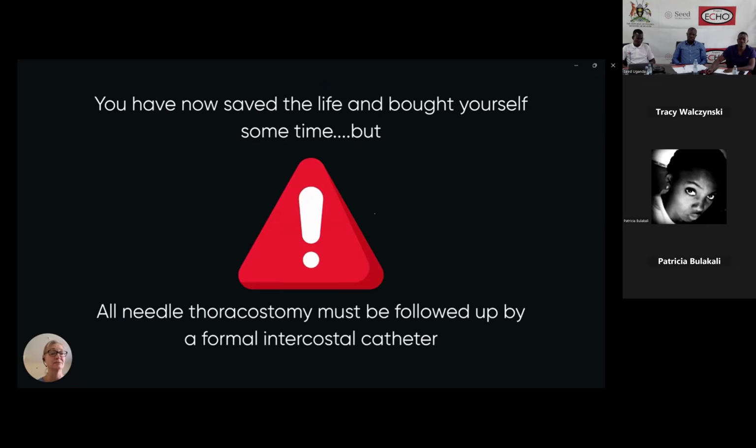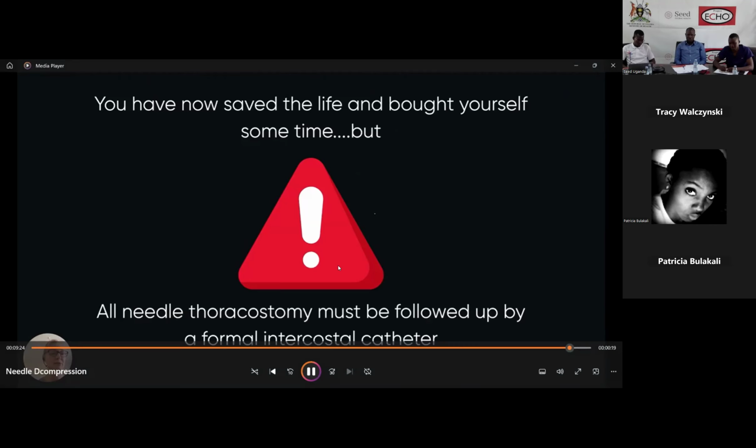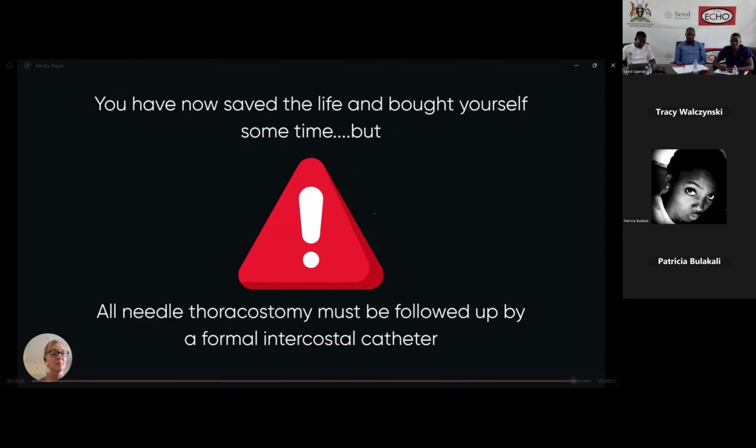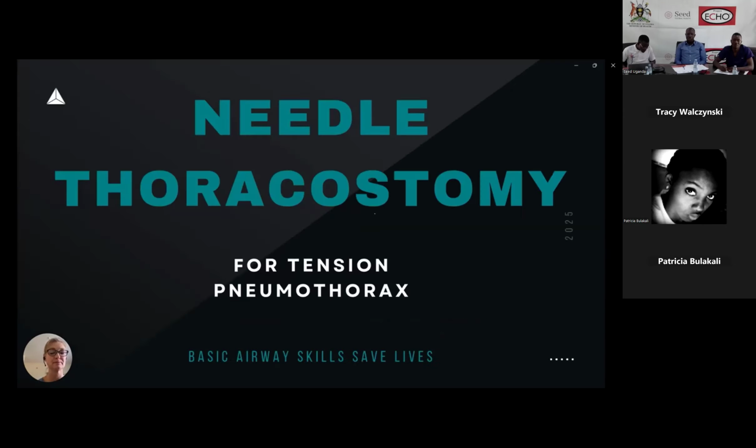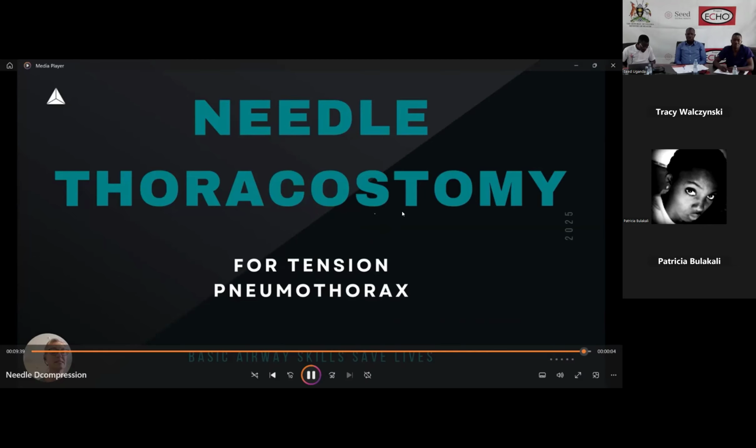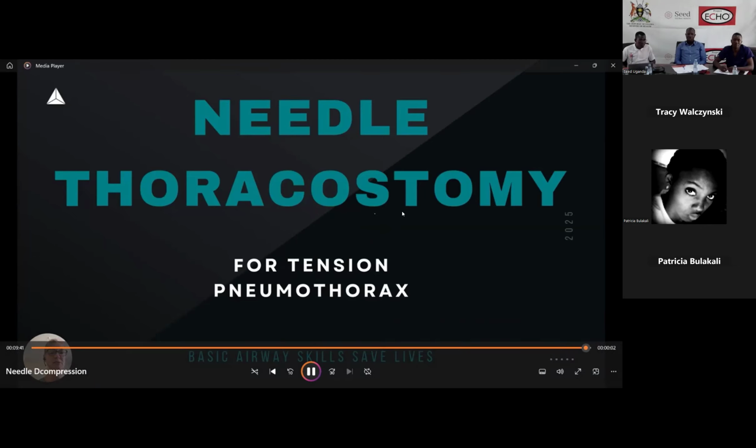You've now saved a life, okay, and you've bought yourself some time, but all needle thoracostomies must be followed up by a formal intercostal catheter at some point when you have the time, expertise, and number of people available to perform that procedure. So that's the needle thoracostomy for tension pneumothoraces.